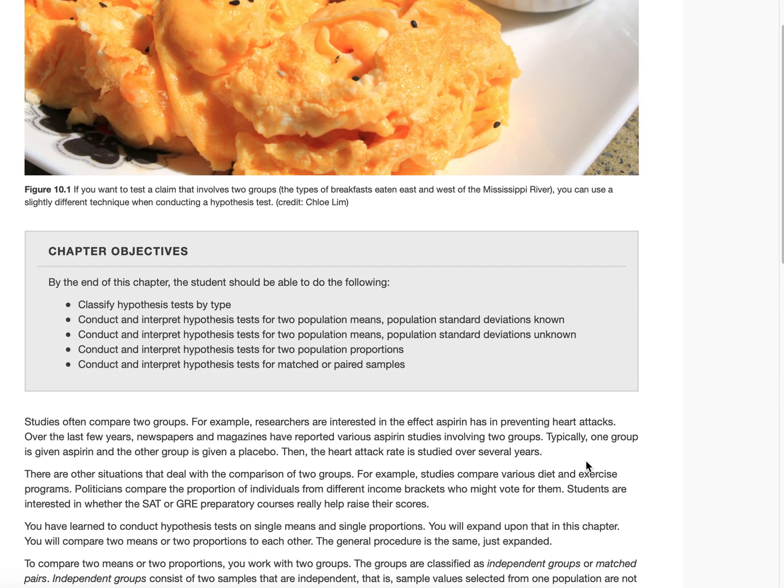So we're going to learn to do these by type. We're going to learn to conduct and interpret several different types of tests for two population means, depending on what information we are given in the problem itself.